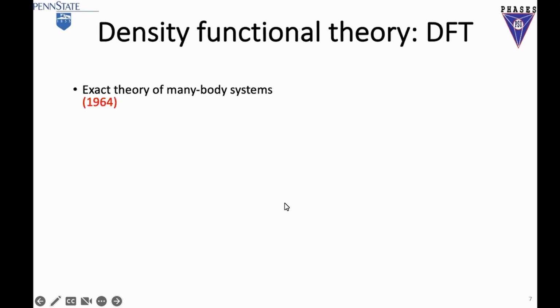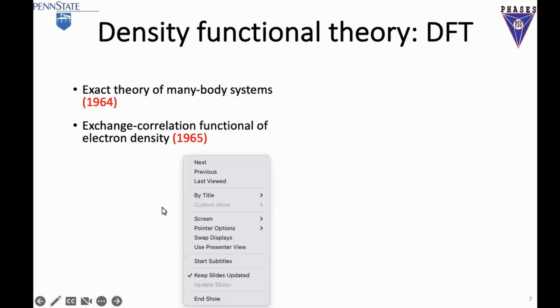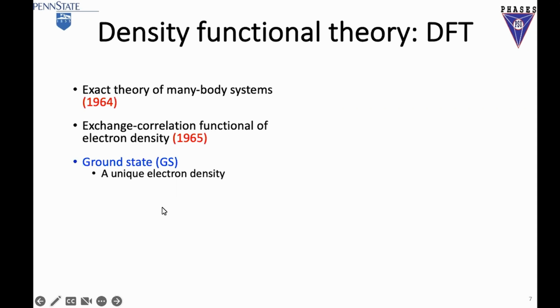Okay, so let's of course come back to density functional theory. As many of you know, density functional theory was developed in 1964 with the exact theory of many-body systems with many-body electrons. And then in 1965, the exchange correlation functional of electron density. The central idea is that for any system, if you take a system, it has a ground state, and it has a very unique electron density. So for the ground state, you have a well-defined density, maybe you do not know it, but you do calculations to find that out. Of course, there are a number of approximations during that process.